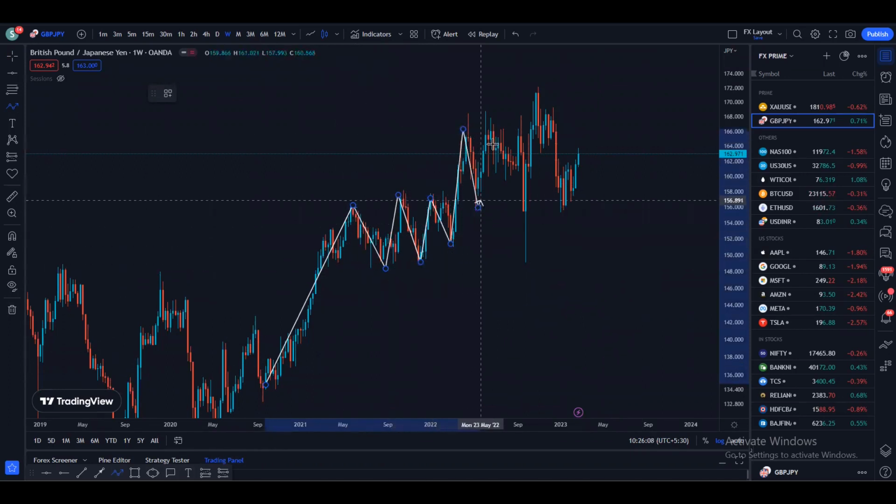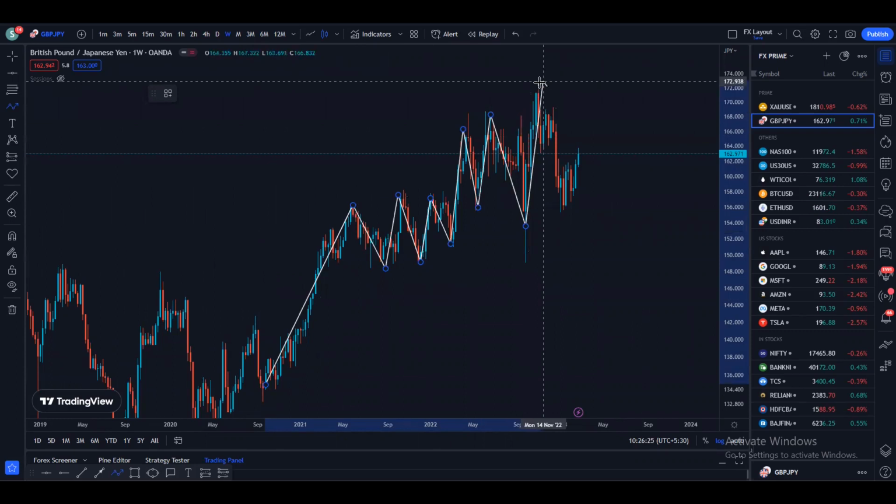We made a high, high, high, low, high, high. Here we broke the market structure on the weekly, but if we just go to the higher time frame, the monthly time frame, we'll find out that it's just a pullback. The market structure is still intact on the higher time frame. So we broke the market structure to the downside.